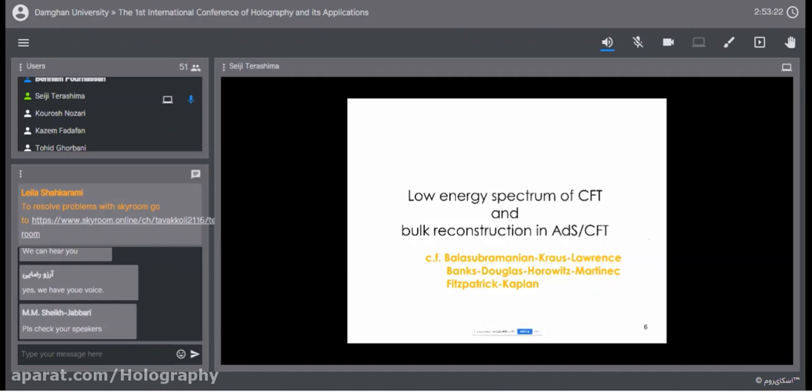I think this is very interesting. First, I will talk about the low energy spectrum of CFT and its relation to the bulk reconstruction in AdS/CFT.